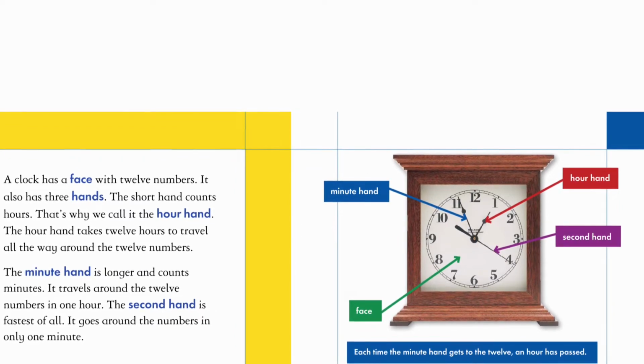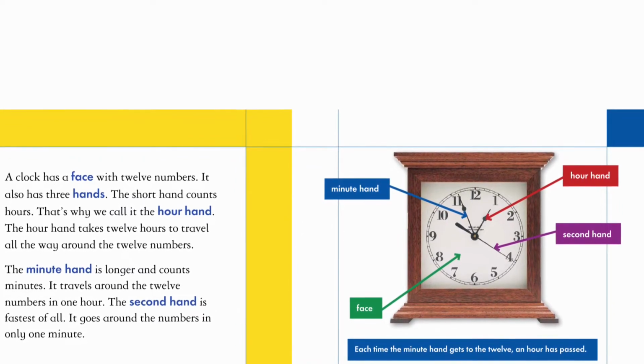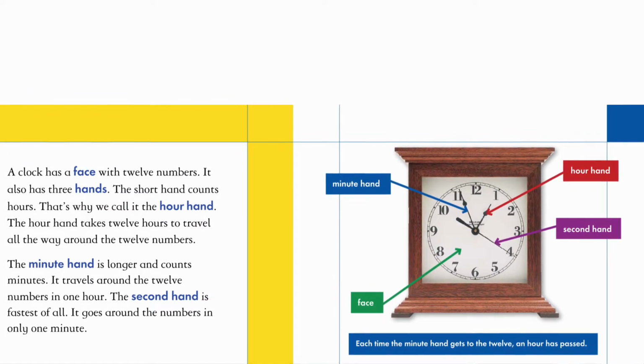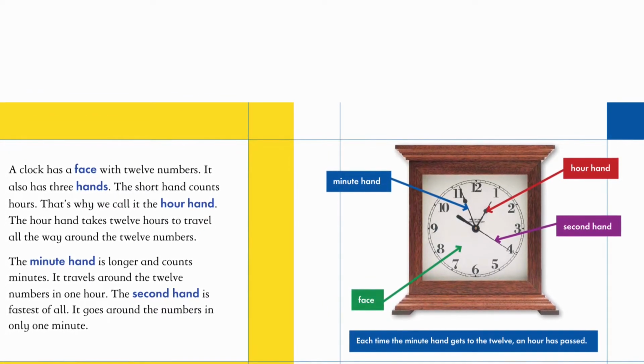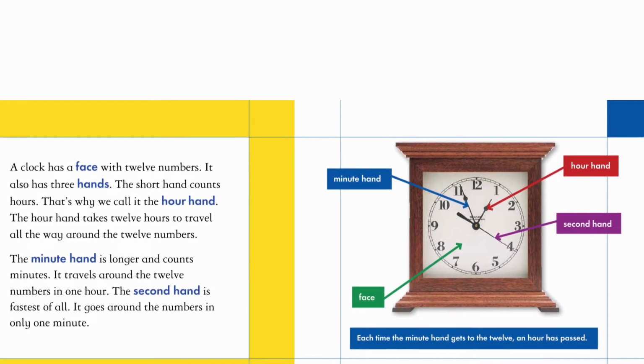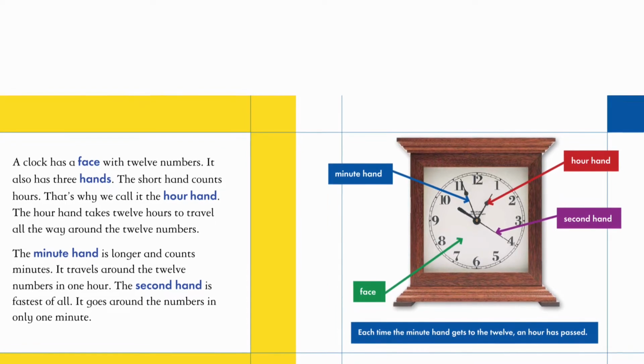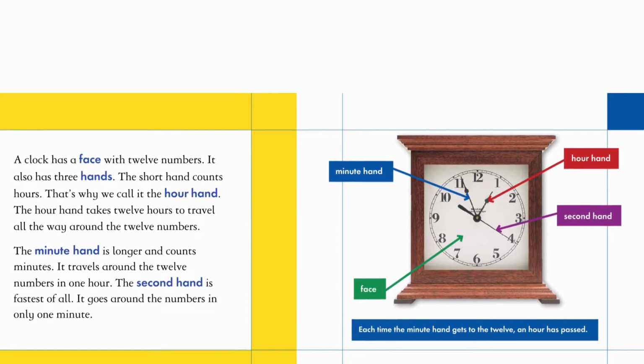It also has 3 hands. The shorter hand counts the hours. That's why we call it the hour hand. The hour hand takes 12 hours to travel all the way around the 12 numbers. The minute hand is longer and it counts minutes. It travels around the 12 numbers in 1 hour.